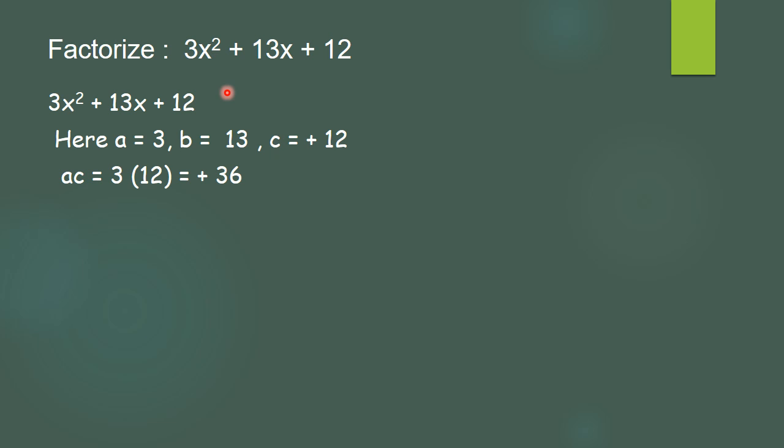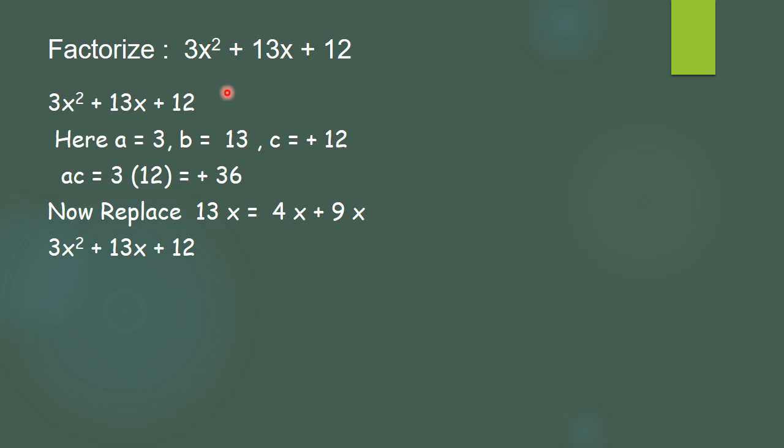18 twos are 36, but 18 plus 2 is 20. That is also not correct. 12 threes are 36, but the total will be 15. That is also not correct. Then 4 nines are 36 and 4 plus 9 is 13. So the middle term 13x will be written as 4x plus 9x.